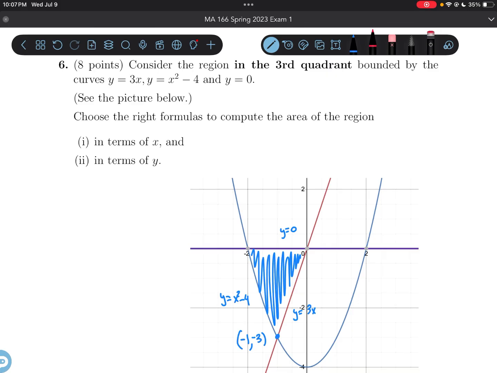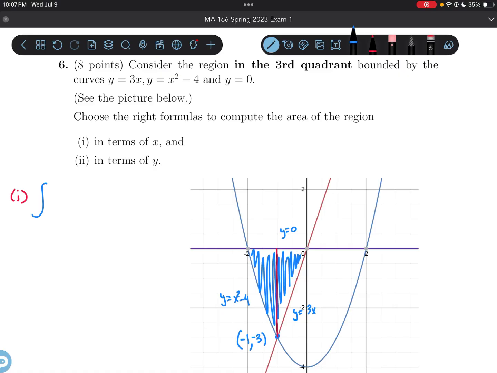And what we need to do is we need to split this region up into two areas. So for part 1, we're going to have two integrals. One is the region bounded by y equals 0 and y equals 3x, and the other is bounded by y equals 0 and y equals x squared minus 4.